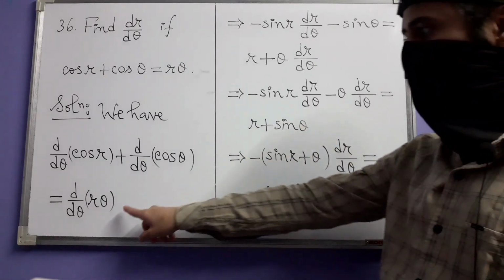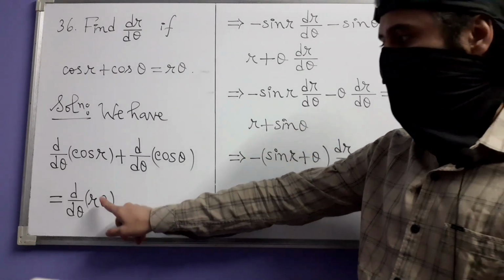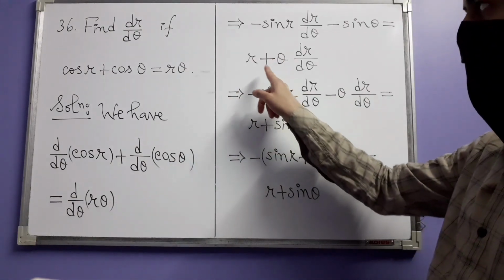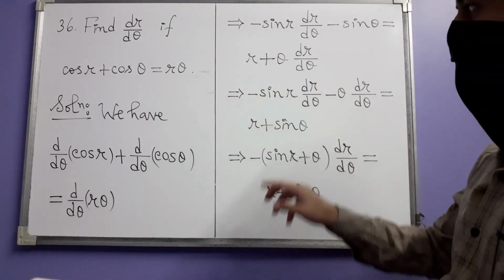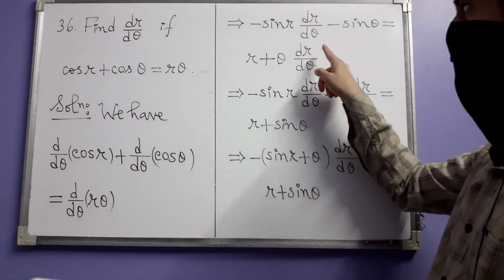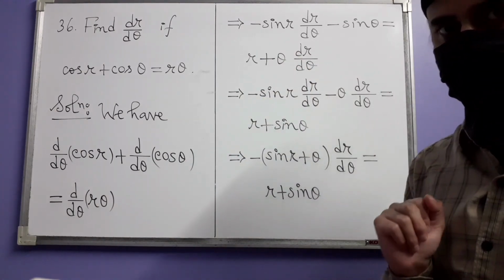On the right hand side, you have to apply the product rule. If you keep r intact and differentiate θ with respect to θ, you get 1, that means r times 1 or r. Plus then you keep θ as it is and differentiate r with respect to θ. So that's how you get this second term.